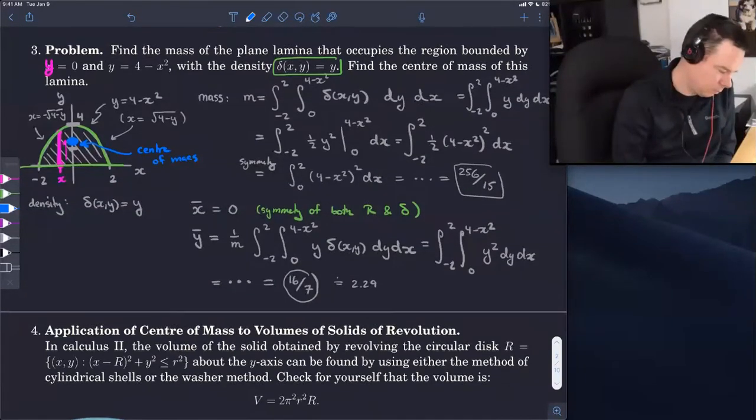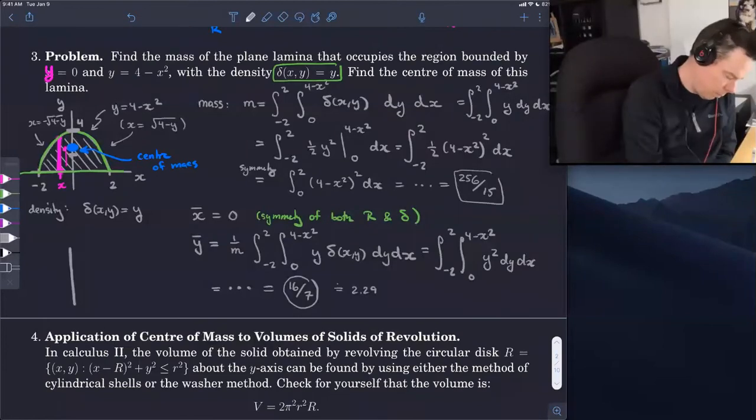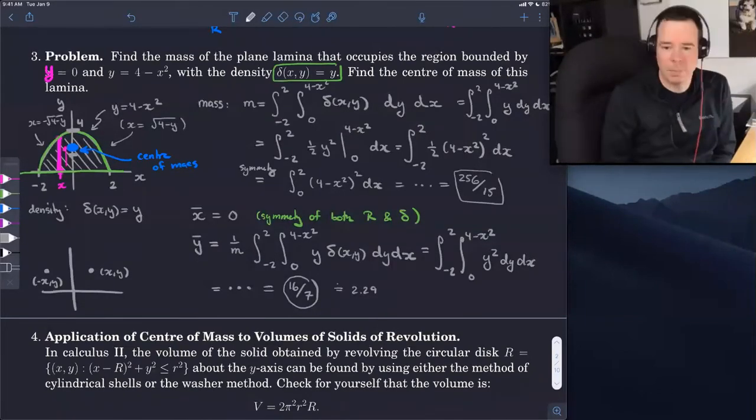What do you mean by symmetric over the y-axis? Does it mean like if you flip it, it will be the same x values? Is that what it means? Yeah, it means that the density of a point here, x, y, and the density of this point are the same. They have the same density.